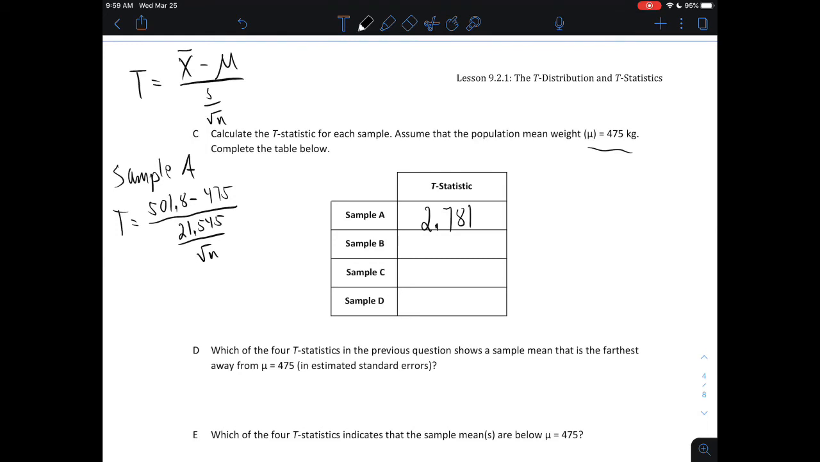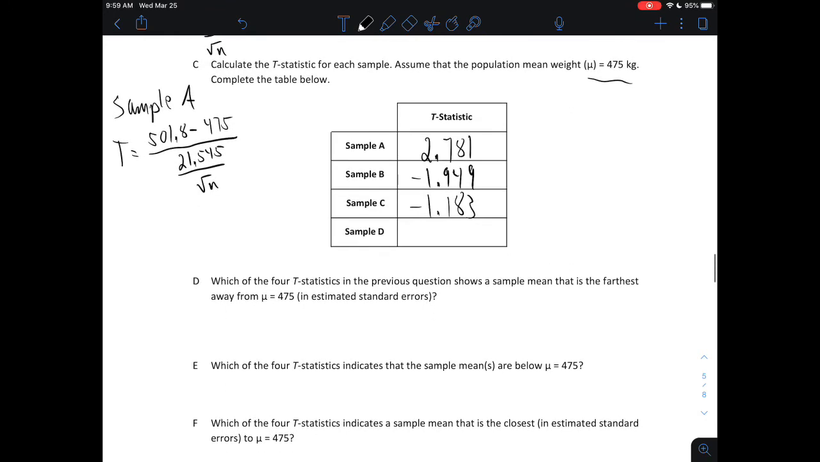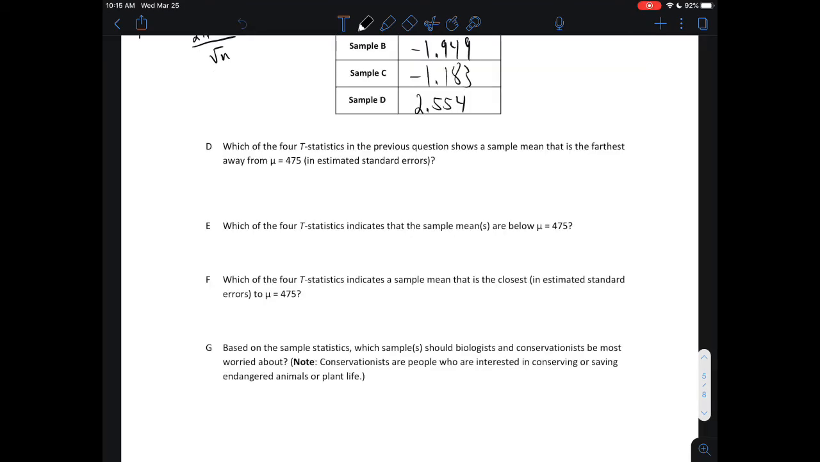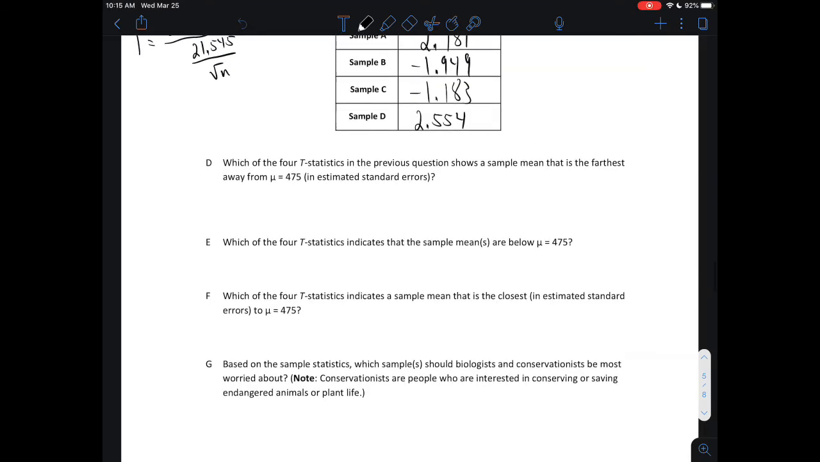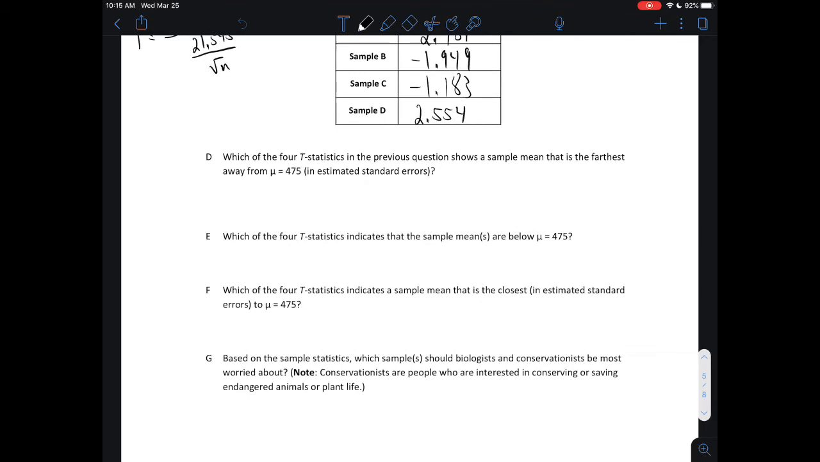So for sample B, you're going to get negative 1.949. Just like z-scores, we can get negative t-scores. For sample C, negative 1.183. For sample D, 2.554. All right, finally we have some follow-up questions for this whole example.